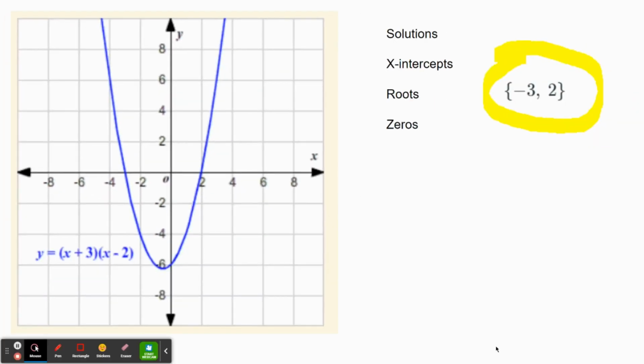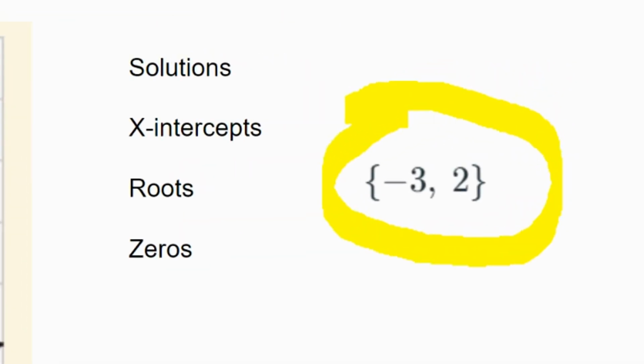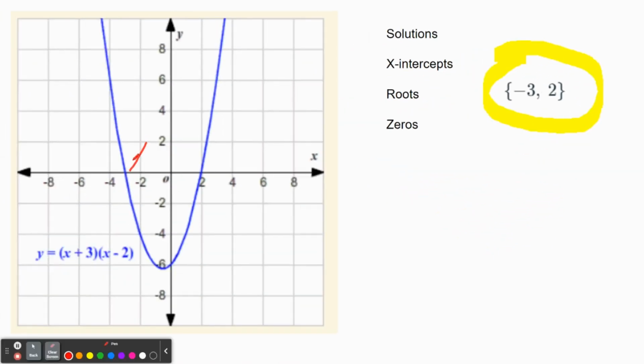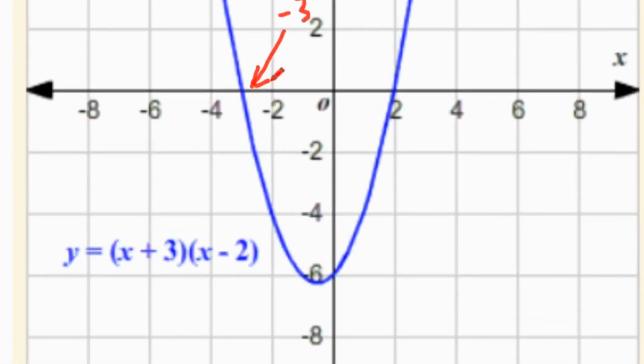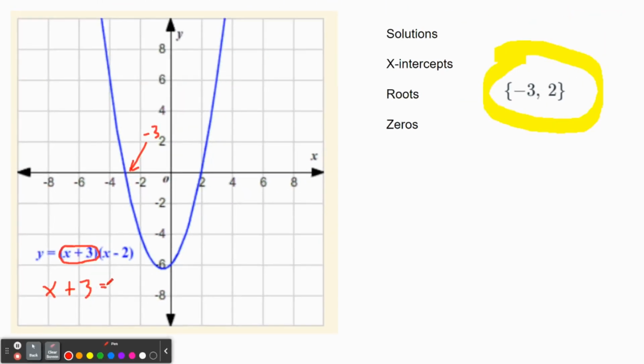Here's an example of a parabola, and it has the equation written in blue at the bottom, x plus 3 times x minus 2. Now the solutions, the x-intercepts, the roots, the zeros, they all mean the same thing. We have an x-intercept here at negative 3. And notice that it says x plus 3 in parentheses. Well, if you were to set that equal to 0, you would solve for x and get negative 3. So that's how you solve correctly for the x-intercept there. And then, of course, positive 2 is your other x-intercept.